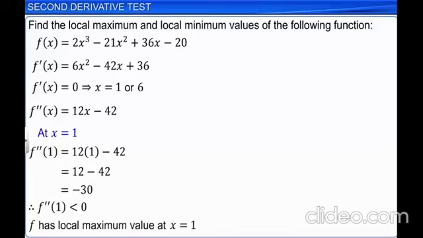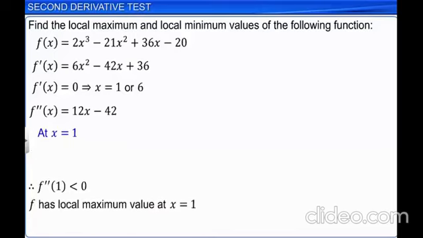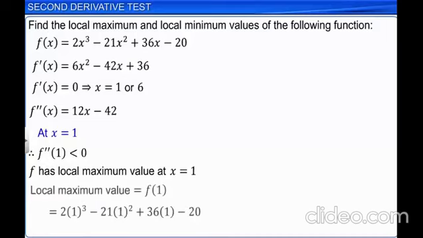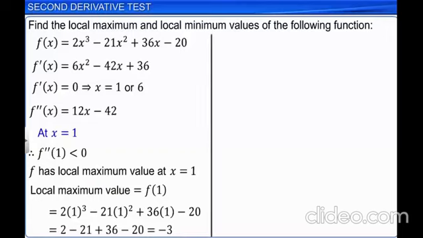The value of the second derivative of the function at x equal to 6 is 30, which is a positive value. Hence, the function has local minimum value at x equal to 6. The local minimum value is minus 128.